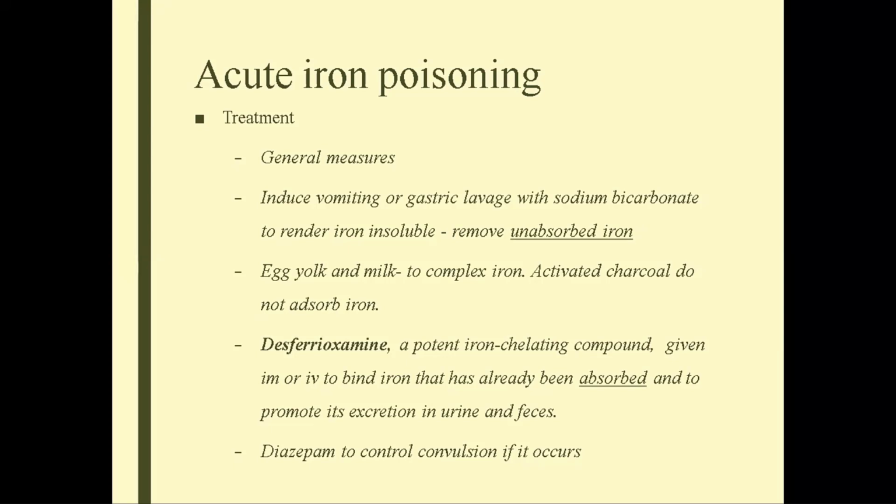So these are given intramuscularly or intravenously, right? This can be given to bind iron that has already been absorbed and to promote its excretion in urine and feces. Okay. So desferrioxamine is for already absorbed iron, the mechanism is chelation, and it is given intramuscularly or intravenously, right? So that once chelation is formed, it will prevent further binding to other tissues. It can bind to the heart tissues and the liver, so further organ damage is prevented.